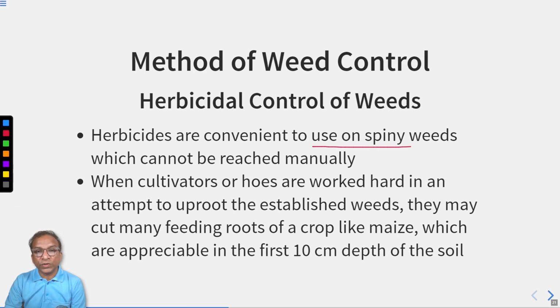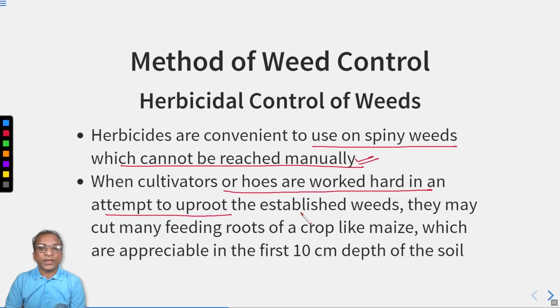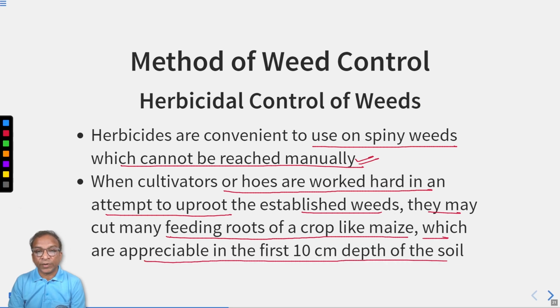Herbicides are convenient to use on spiny weeds which cannot be reached manually. When cultivators or hoes are worked hard in an attempt to uproot established weeds, they may cut many feeding roots of a crop like maize, which are appreciable in the first 10 centimeters depth of the soil. So this is one of the drawbacks of the physical method. When you are taking out weeds from their roots, sometimes with our cultivators or hoes we can damage the roots of the main crop, right?